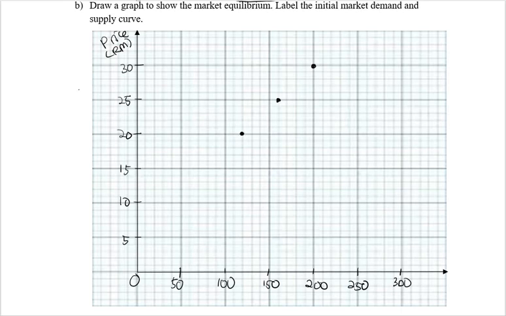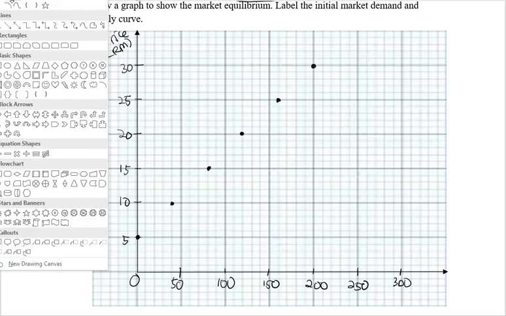When the price is 15, the quantity supply is 80, which is here. And when the price is 10 ringgit, the quantity supply is 40. When the price is 5 ringgit, the quantity supply is 0. So you already have the points here. So what you need to do here is you have to connect the points.